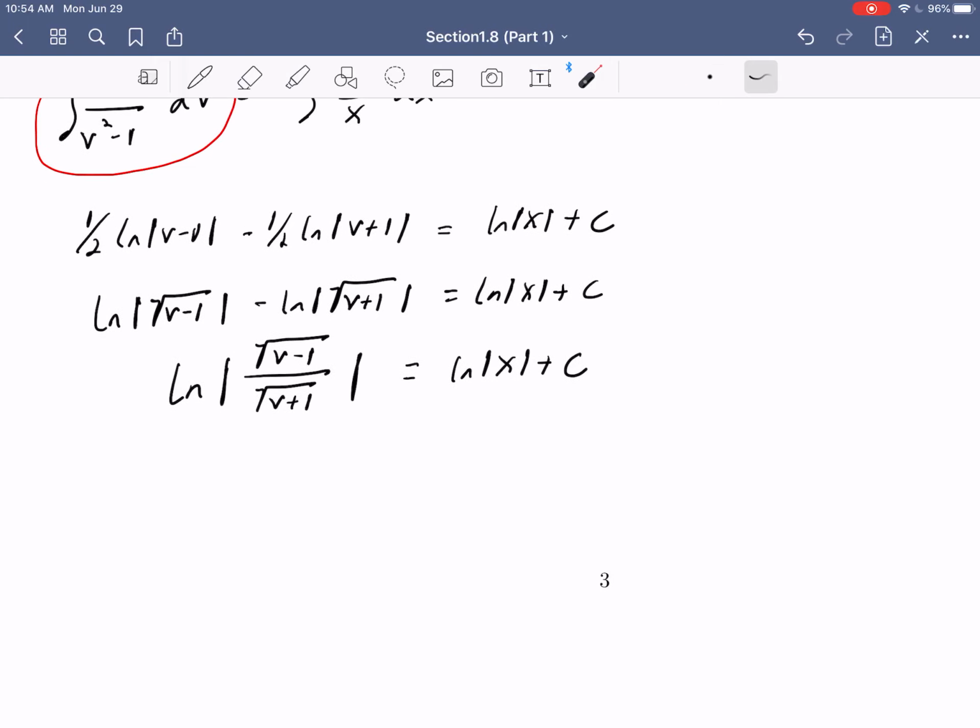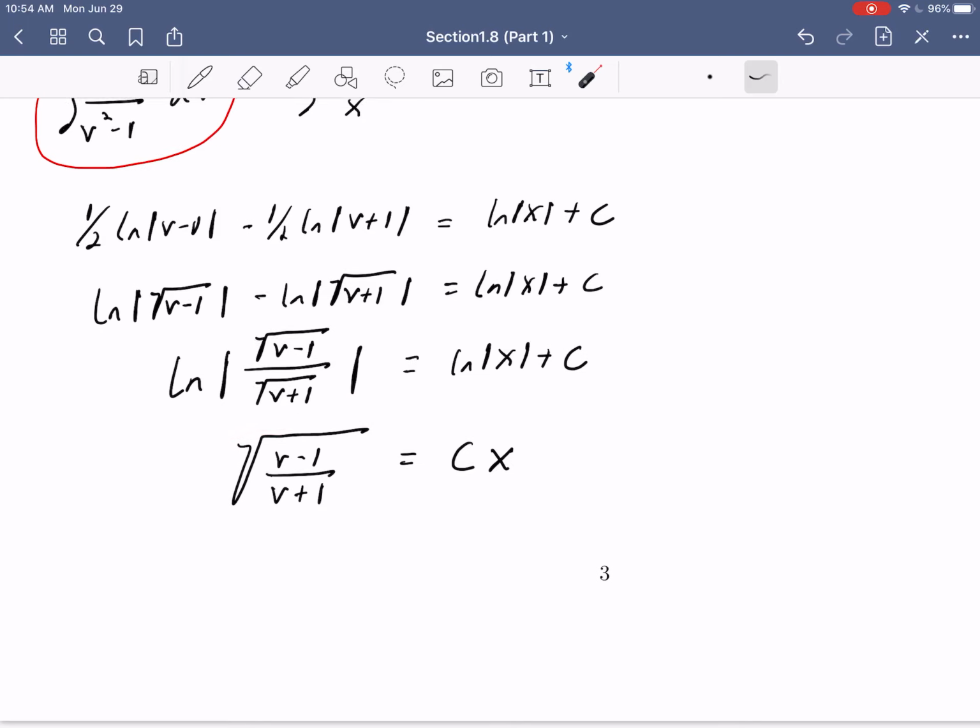Then we can do our trick of doing e to each side. And of course, this side over here is going to simplify to just cx. And on this side, we can end up with the square root of v minus 1 over v plus 1. So that looks tremendously nicer.